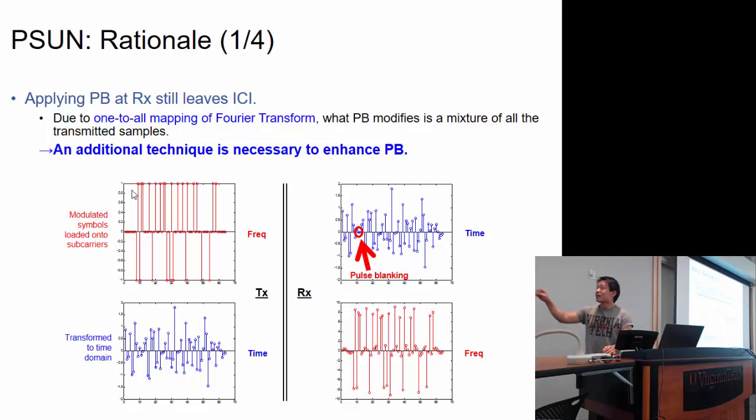But if you didn't pulse blank those 2 samples and left the very high power radar signal, then the ICI would have been worse. So that's how you can reduce the ICI by applying pulse blanking, but also that's how you still leave some ICI after pulse blanking. So I started from here.